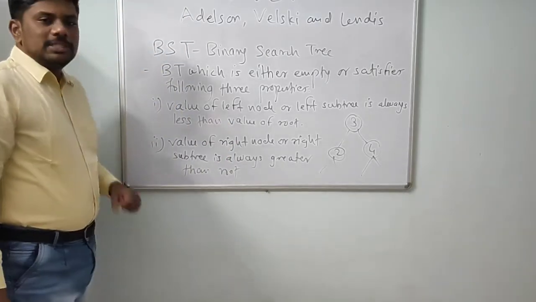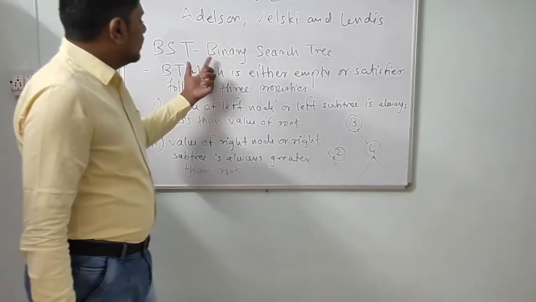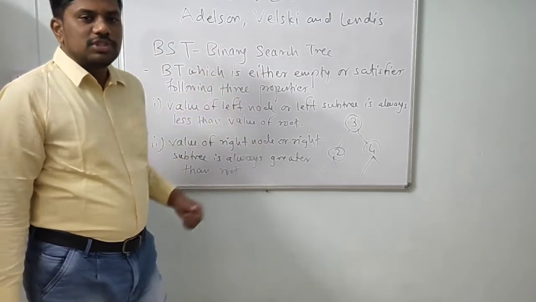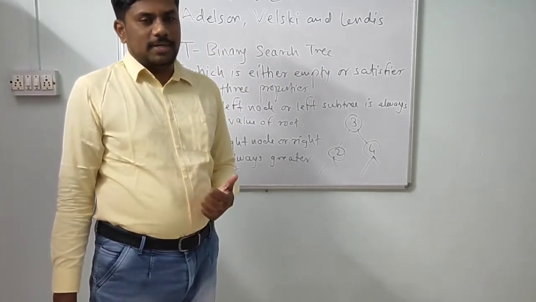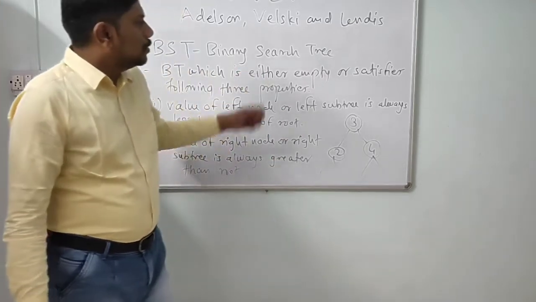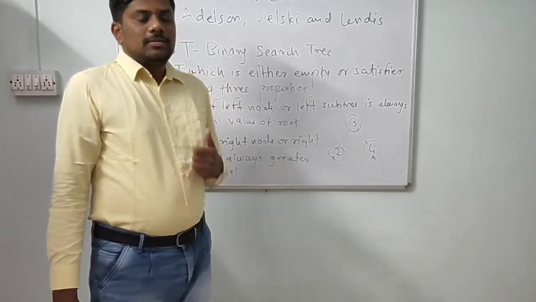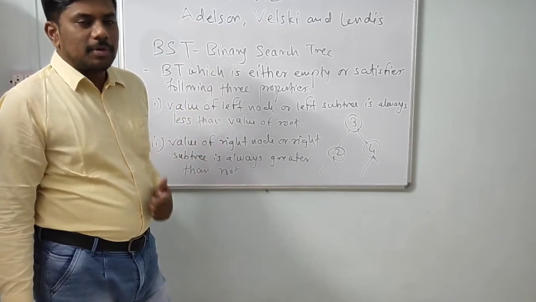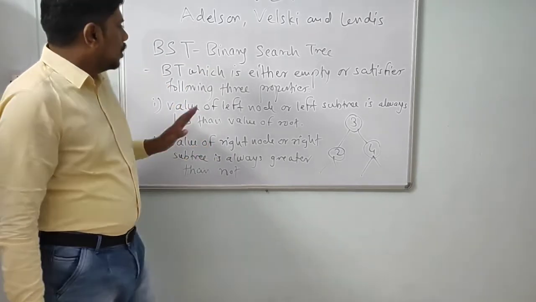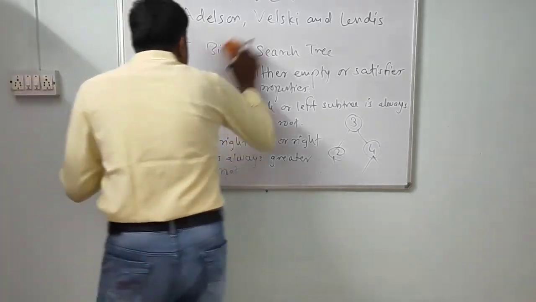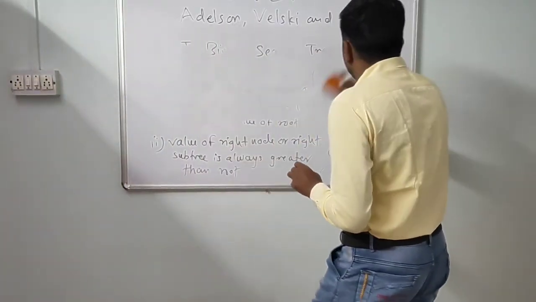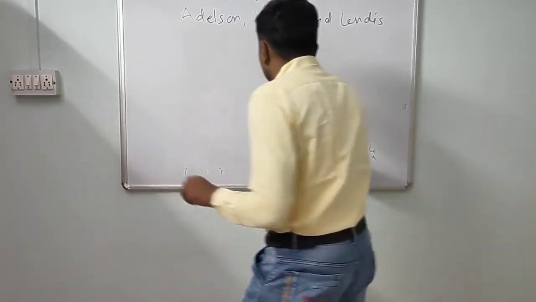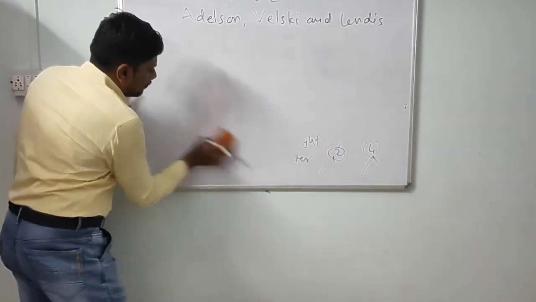Now what is the drawback of this binary search tree? As its name suggests, we use the binary search tree for the searching operation, for fast searching. This gives you better time complexity as compared to linear searching. But sometimes this binary search tree also fails to give good complexity.